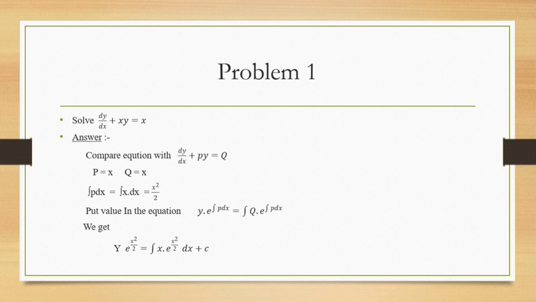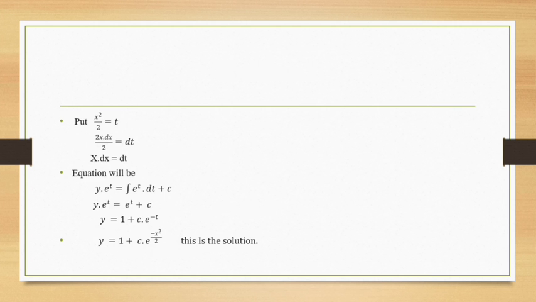y·e^(∫P dx) = integration of Q·e^(∫P dx). We get y·e^(x²/2) = integration of x·e^(x²/2) dx + c. Put x²/2 = t. Take the derivative on both sides. We get 2x dx/2 = dt. The 2 gets cancelled. Then we get x dx = dt.